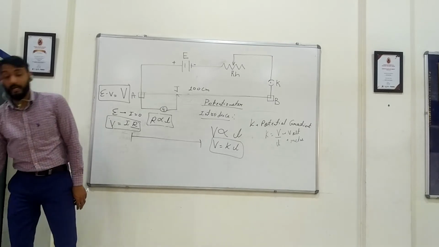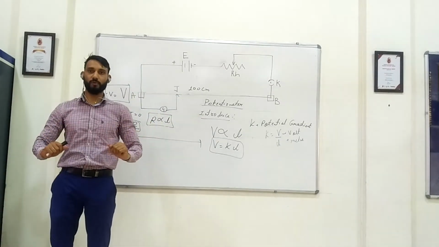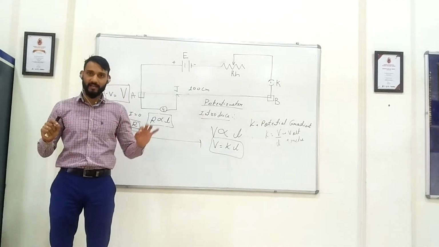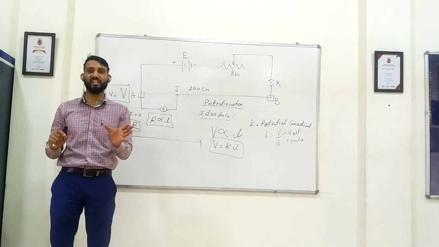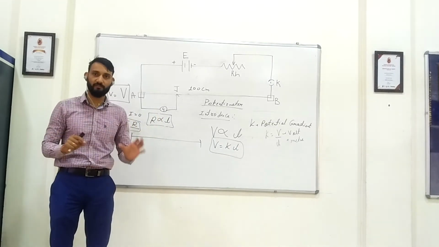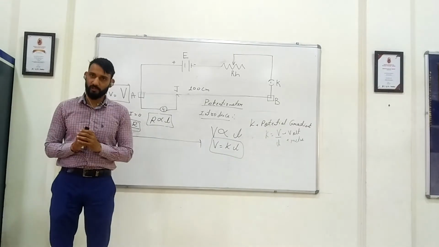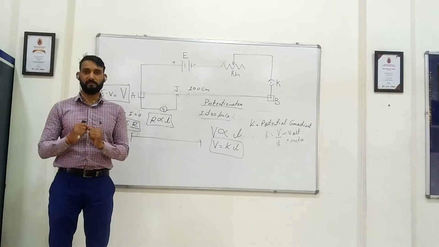Now, as I told you, this potentiometer has an advantage over voltmeter that it measures the EMF. It does not draw any current from the cell. Whereas the voltmeter draws current from the cell and therefore it measures the potential. It measures the potential of the cell. So this is the difference between potentiometer and voltmeter, and this is the advantage of potentiometer over voltmeter, right?